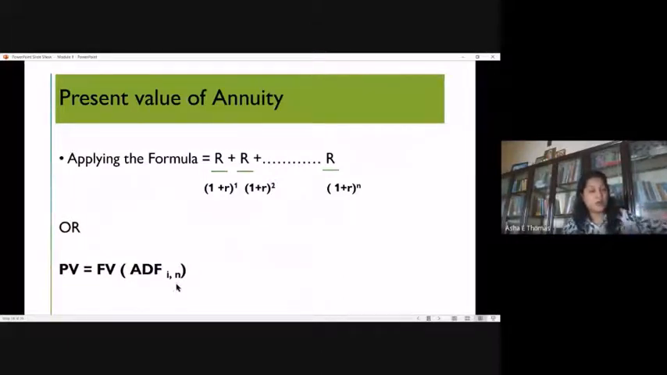Which is consecutive to the interest rate, the rate of interest. Suppose my interest is 10%, so I have to take the value from the annuity discount table, taking i, that is 10%, for 5 years. Same as you did for your compounding, you can do that. But the only thing is that the table is different. The ADF table is different from what you take for the present value table.